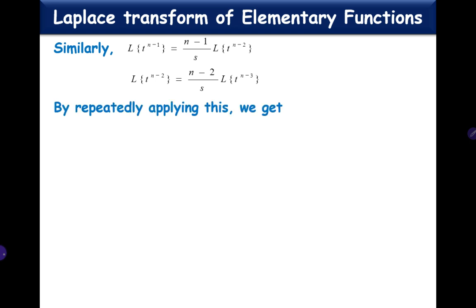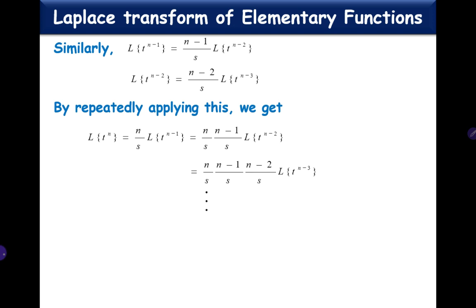So if we repeatedly apply this, we get Laplace transform of t power n, which is equal to n by s into Laplace transform of t power n minus 1. And by above, Laplace transform of t power n minus 1 is n minus 1 by s into Laplace transform of t power n minus 2. And again Laplace transform of t power n minus 2 is n minus 2 by s into Laplace transform of t power n minus 3. So if we go on repeatedly substituting this, after n steps we get n by s, n minus 1 by s, n minus 2 by s, and so on, 2 by s, 1 by s into Laplace transform of t power 0.